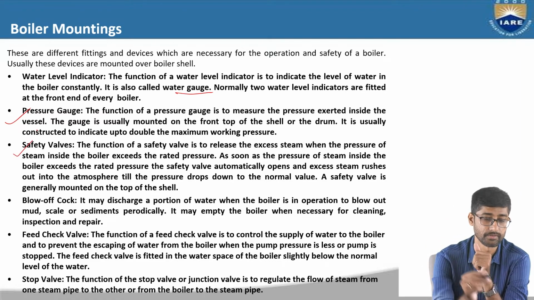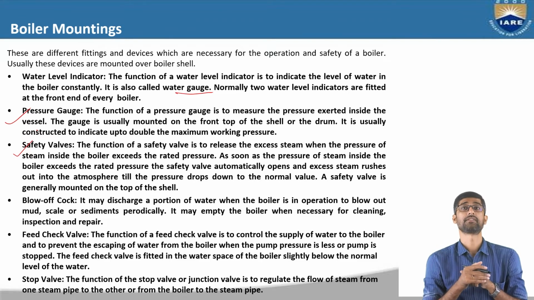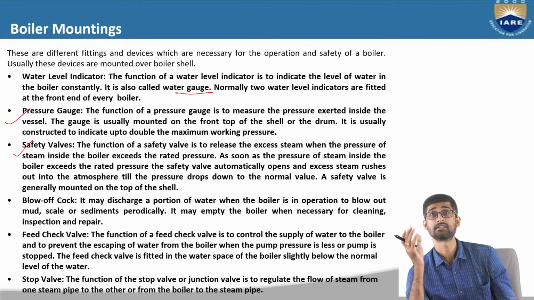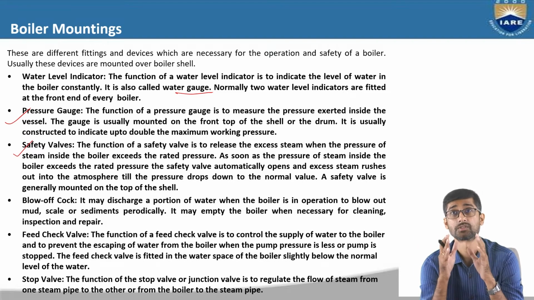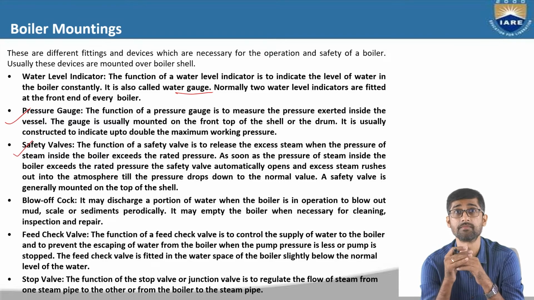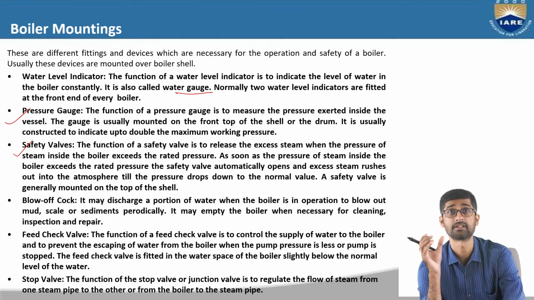Next, safety valve. So what is the function of the safety valve? The function of the safety valve is to release the excess steam when the pressure of steam inside the boiler exceeds the rated pressure. As soon as the pressure of steam inside the boiler exceeds the rated pressure, the safety valve automatically opens, right? And the excess steam rushes into the atmosphere till the pressure drops down to the normal value. And the safety valve is generally mounted on the top of the shell.